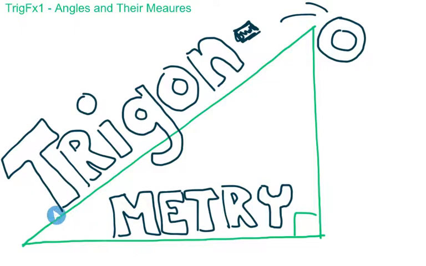Trigonometry. Trigon means three-sided shape. We're measuring triangles. Trigonometry, which is a very extensive unit in pre-calculus, but also its own separate course, is really the study of measuring triangles. But it's not just about triangles.